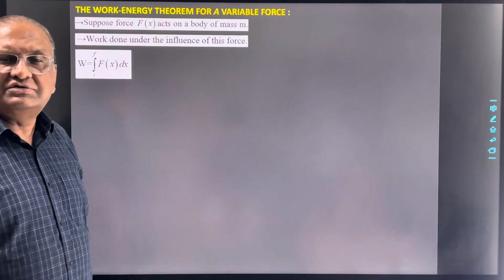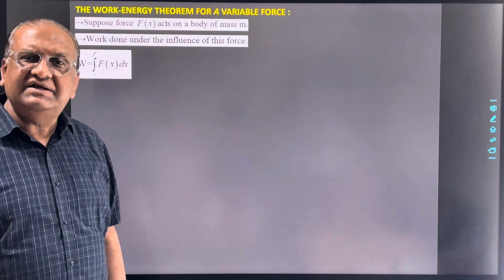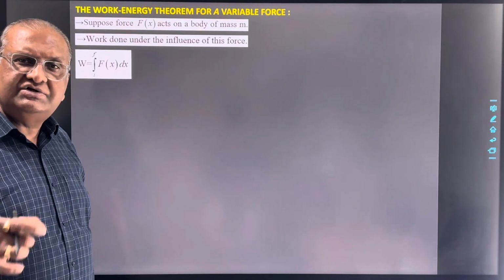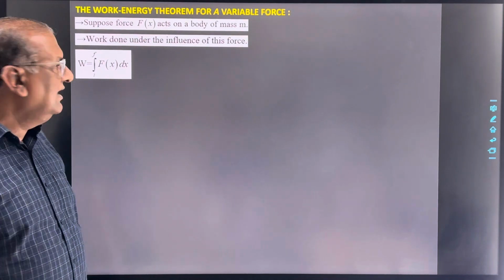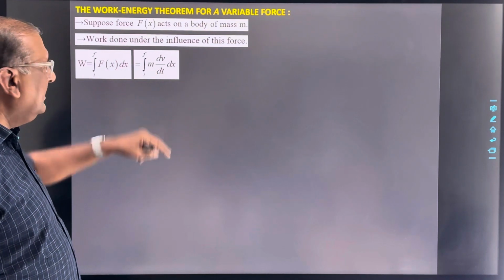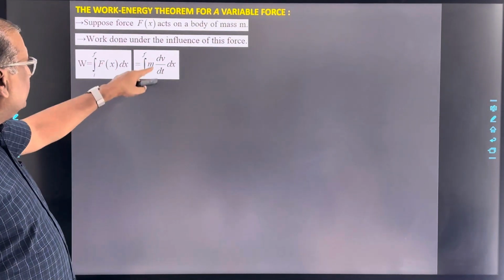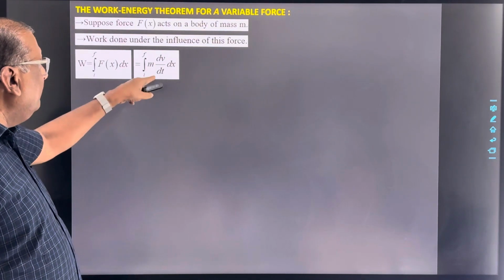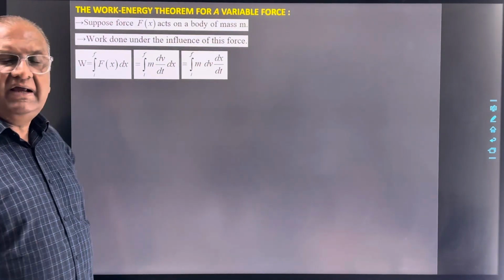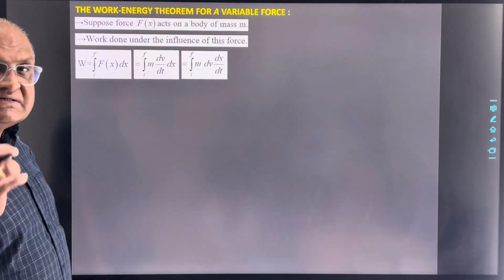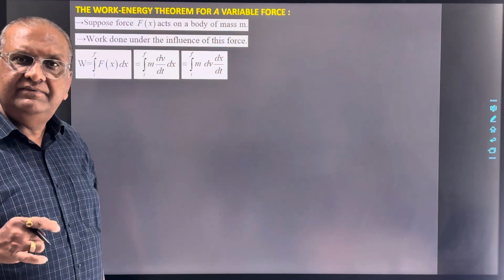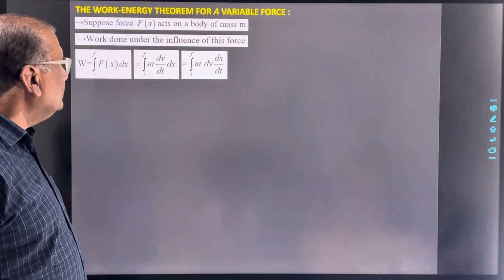Now F, force, is mass into acceleration, and acceleration is the rate of change of velocity, a equals dv by dt. So we can write force as mass into dv by dt. Now this dv by dt times dx, we can write as dv into dx by dt also. So m dv dx by dt. Clear? Now dx by dt, the rate of change of position, is the velocity. So we can write dx by dt as v.